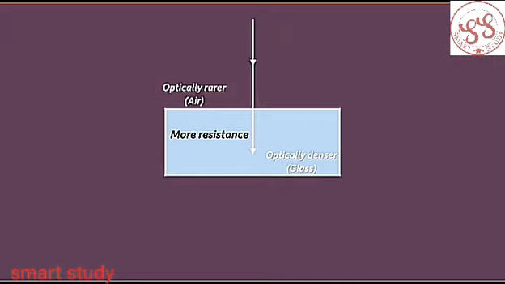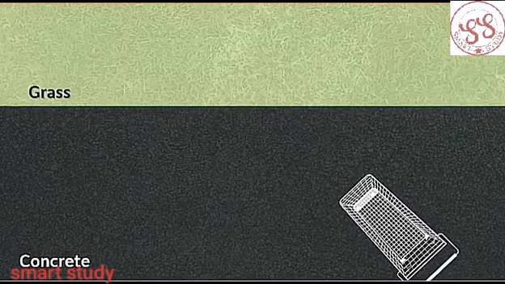We can think about light in the same way. Something similar happens when the light is traveling perpendicular from an optically rarer to an optically denser medium. The optically denser medium offers resistance to the flow of light and hence its speed reduces. However, its direction does not change. Let's get back to our cart example.